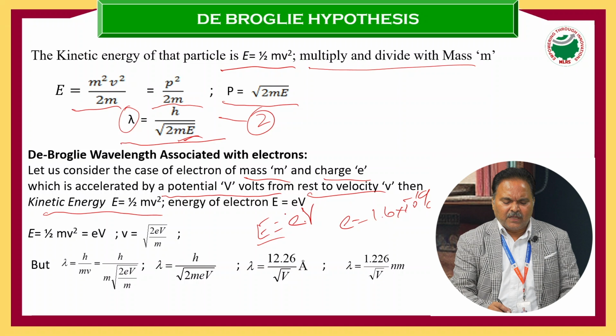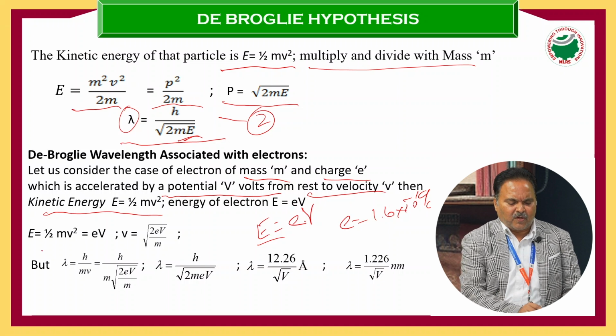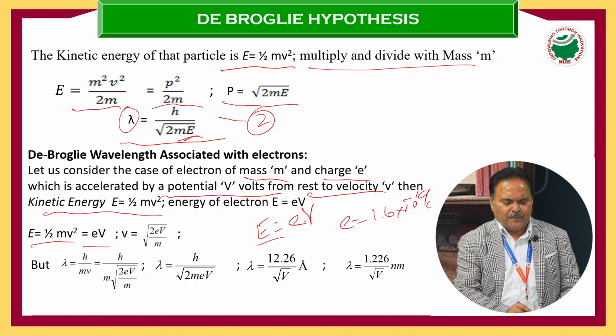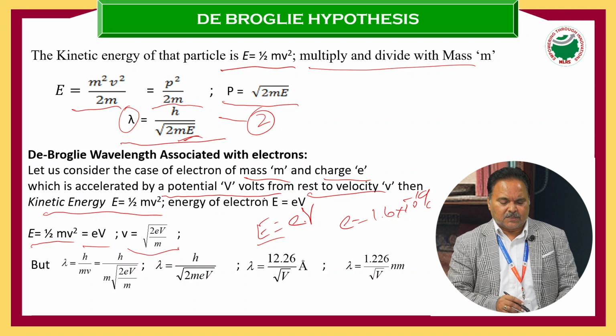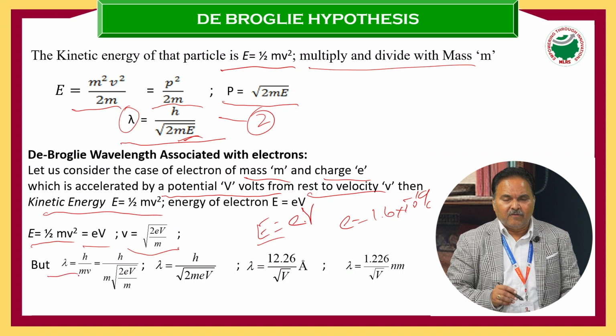Okay. Then we equate these two energies, that is half mv square equal to eV. Then the small v square gives the velocity. How much will it be? Root of 2eV by m. This is the velocity, using these two equations, that is the kinetic energy as well as the energy of the electron. So we know the v value, so we can find the de Broglie wavelength also.